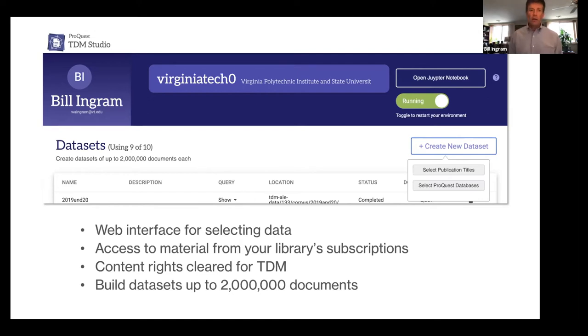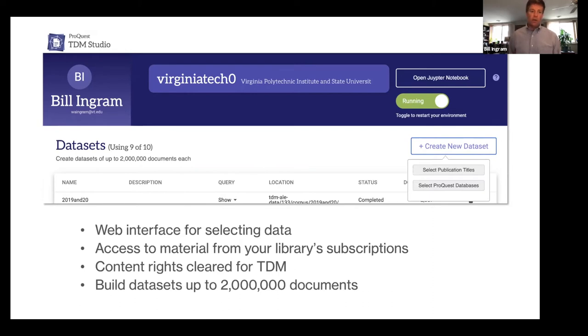In the beginning, you log in, and once you have an account, you are given this web interface for selecting the data that you want to bring into your studio. This should be fairly familiar for anyone who's worked with digital libraries. You select either publication titles or a particular database that you want to bring into your instance.